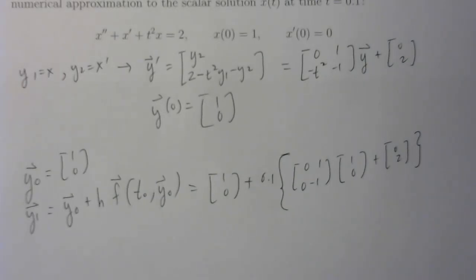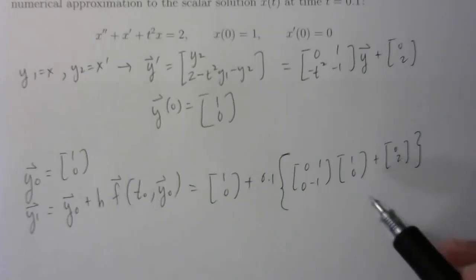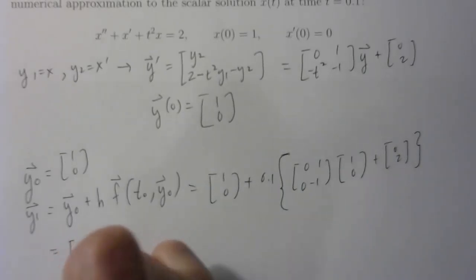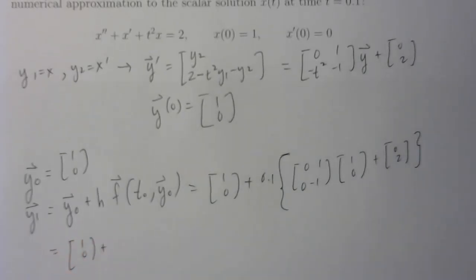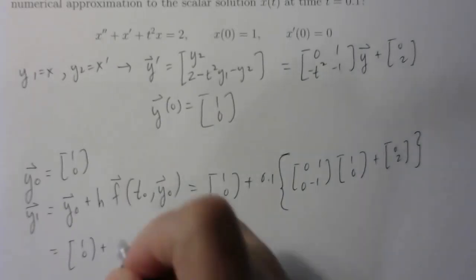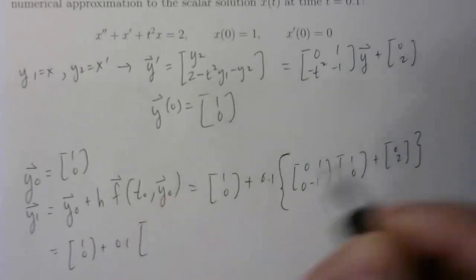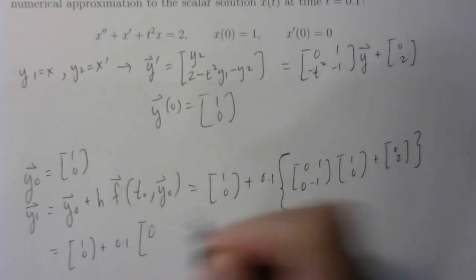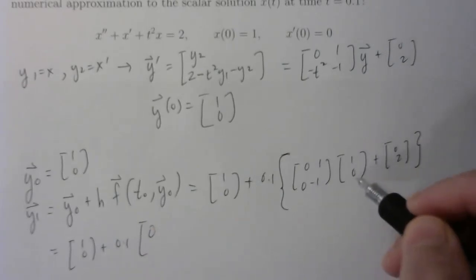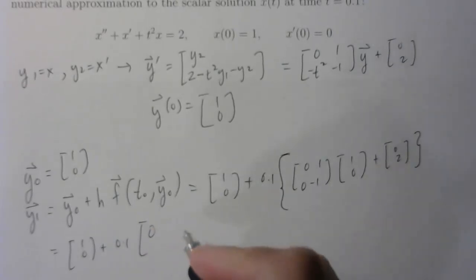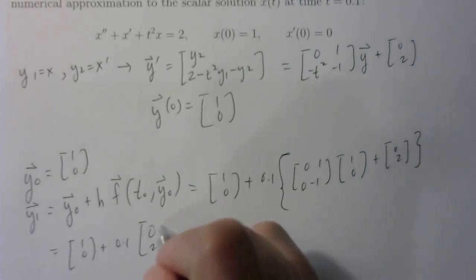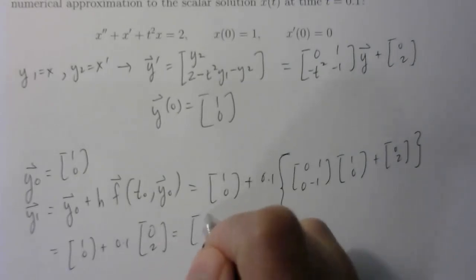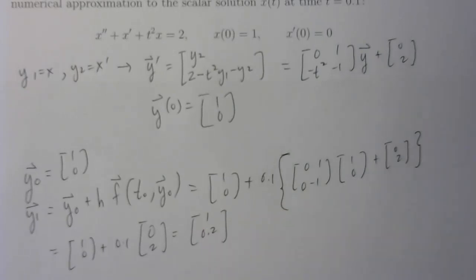Hopefully that's good. So this is going to be 0. Of course, you could do this all in MATLAB. 0.1 times. This first element is 0 plus 0. Second element is also 0 plus 2. So I get 1 and then 0.2 as my solution.